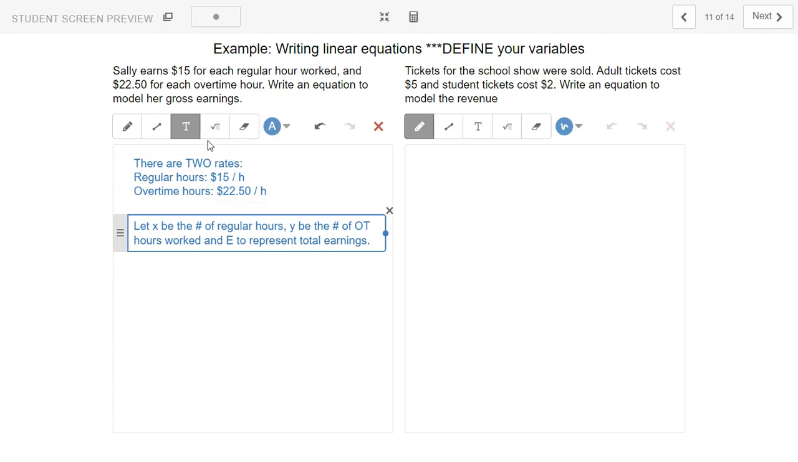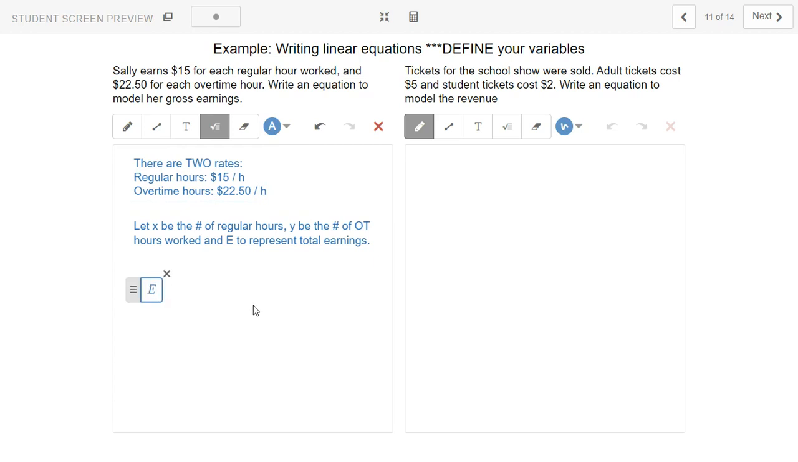So our equation in this case, we have E is equal to 15 times X plus 22.5Y. The equation has to come with a let statement that defines your variable. Otherwise, an equation like this is not very meaningful. Let's do another one similar to that.